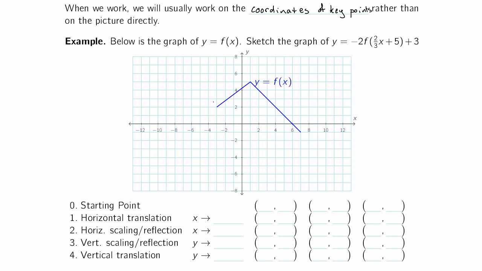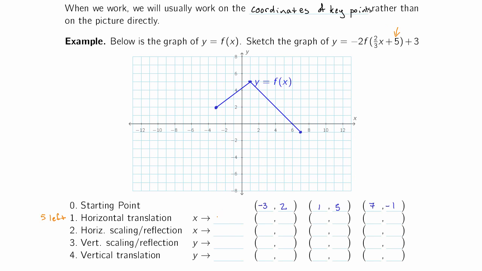So, on the graph of f, we have a point (-3, 2), we have a point (1, 5), and we have a point (7, -1). I'm going to start with the horizontal transformations and then move to the vertical transformations. Our first horizontal transformation is going to be the translation. We see that we're adding 5 inside the parentheses. Adding 5 corresponds to a horizontal translation 5 to the left.